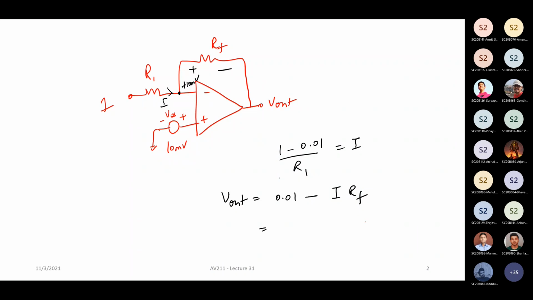You understood? Yes, sir. So if you didn't have the offset, you'd have 1 divided by R1, and that goes into RF. Here you have the 10 millivolt, which is coming over here. Okay.